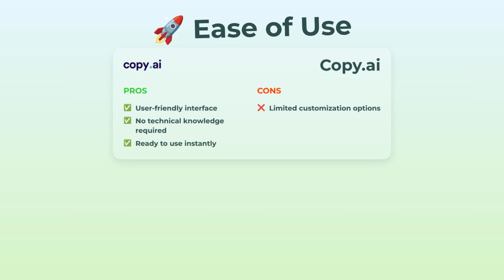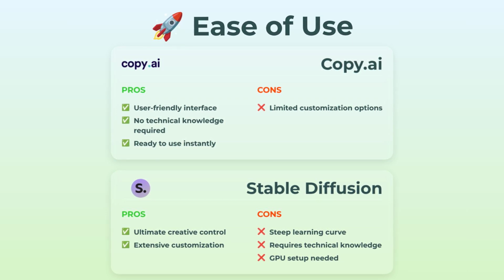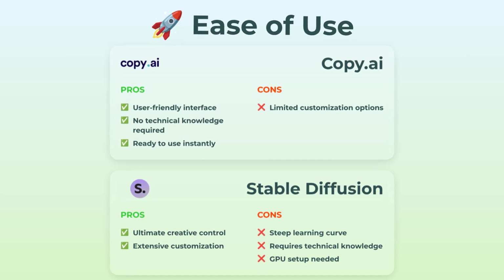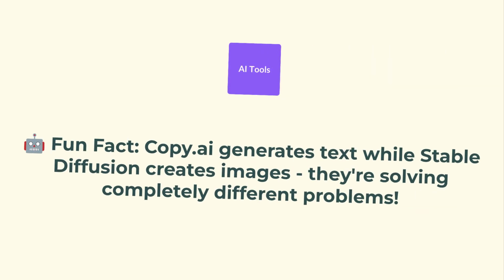Stable Diffusion? Whew, totally different world. You get almost infinite customization, but only if you're ready to get under the hood. Setting up a GPU, playing with model files, tweaking every setting. It's cool if you love command lines, but for most people, it's not exactly plug and play. So Copy.ai is way ahead for usability. Winner here, Copy.ai.